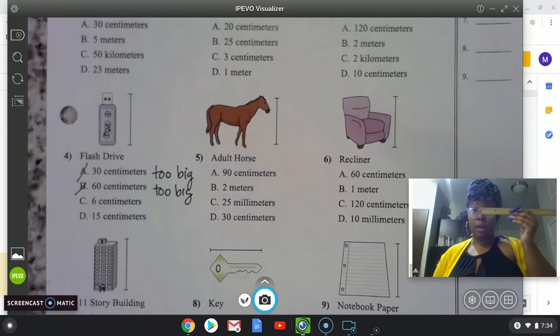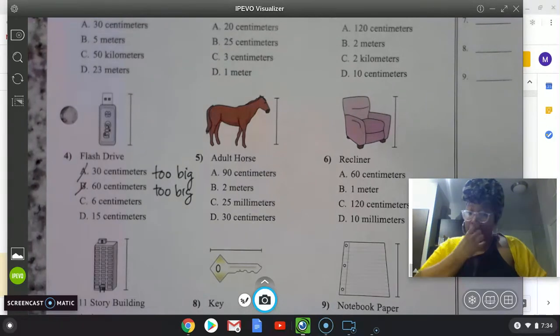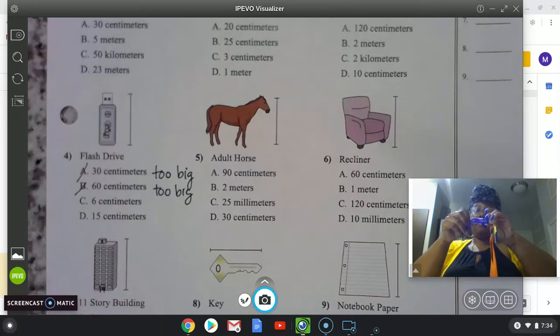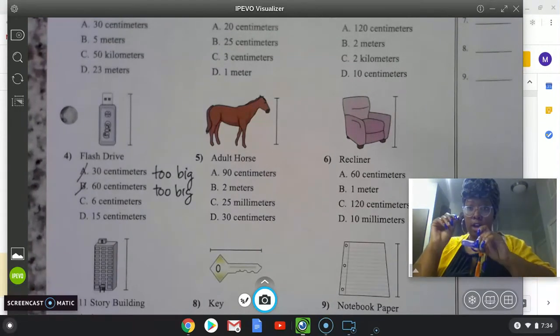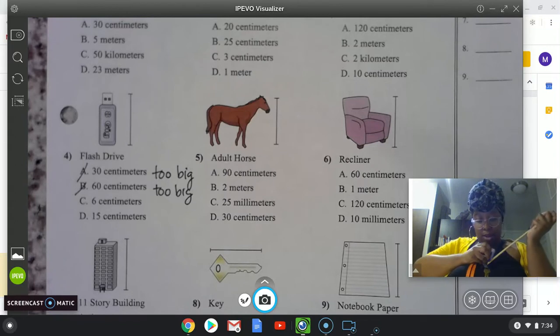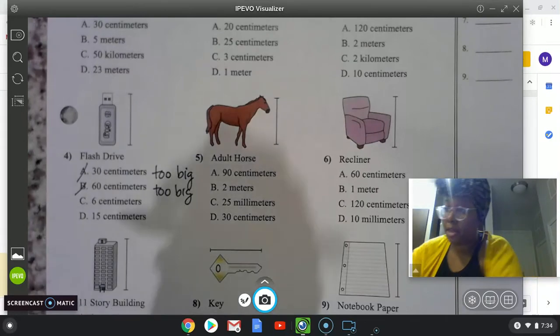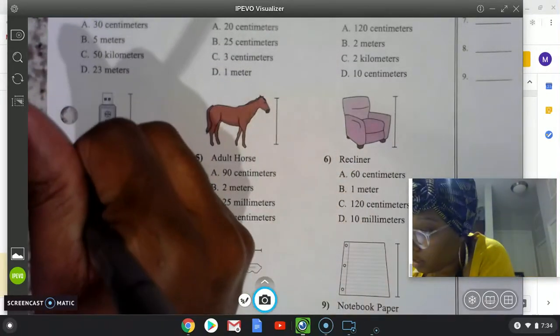Next one says 6 centimeters. Again, I could either use my ruler or everyone has a penny at home they can use for a centimeter. I'm thinking, is this about 6 pennies across? I don't know. It looks about 4 to me. When I put it up here against my ruler, it's about 5 centimeters. Maybe. I'm going to put a star.